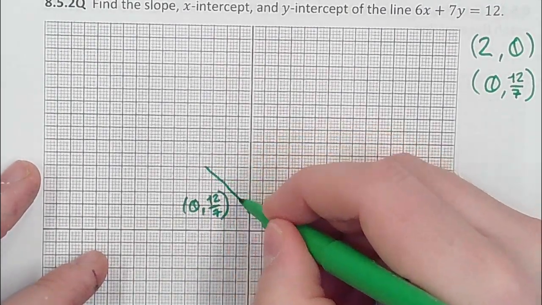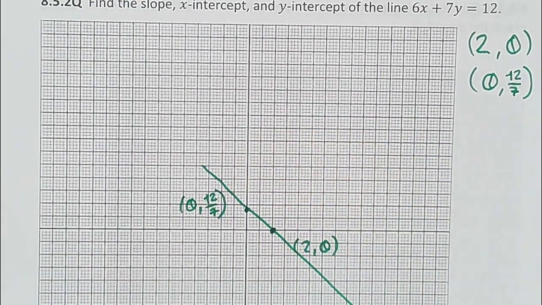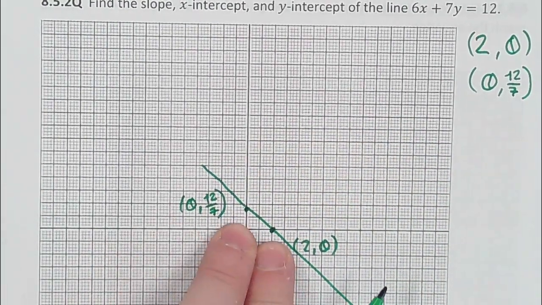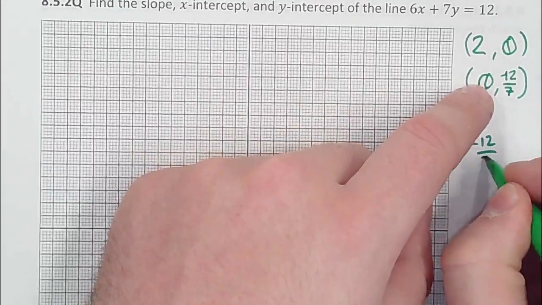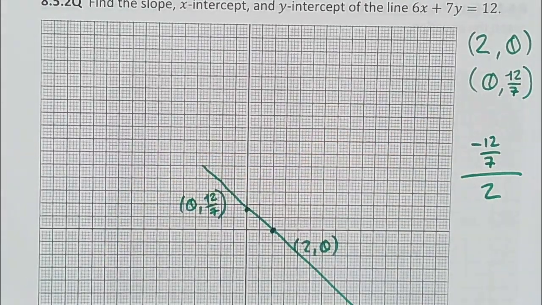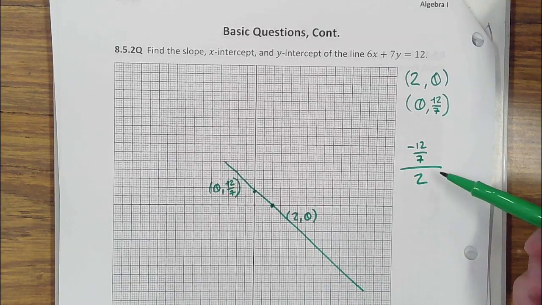And there's my line. I could find the slope by just looking at this and seeing I go down 12 sevenths over 2. That's technically the slope, but you probably don't want to write that because it looks nasty. Another way to get the slope would be this. So I'll accept that. That's fine.